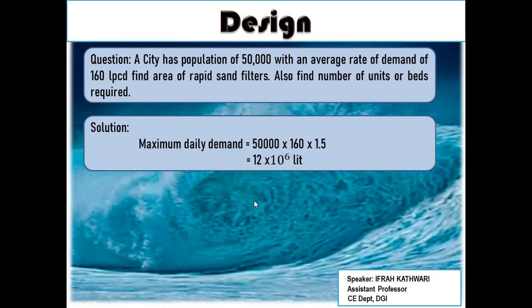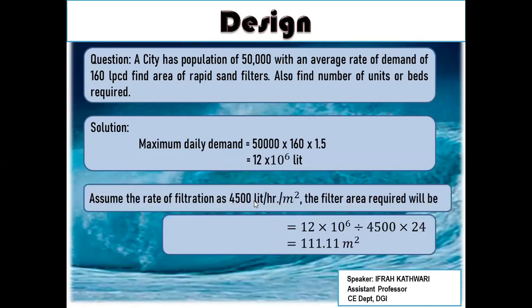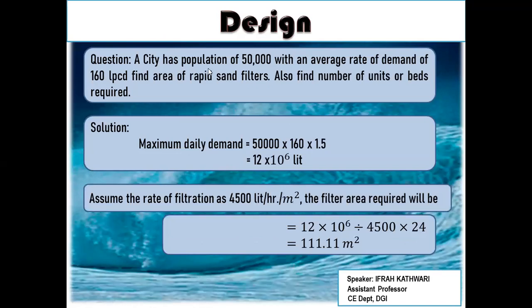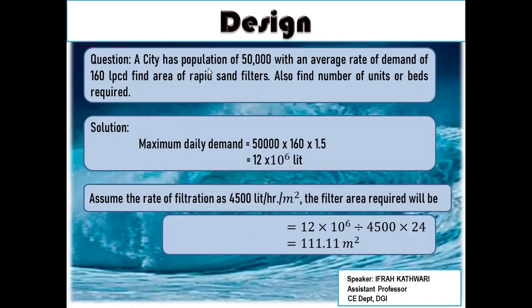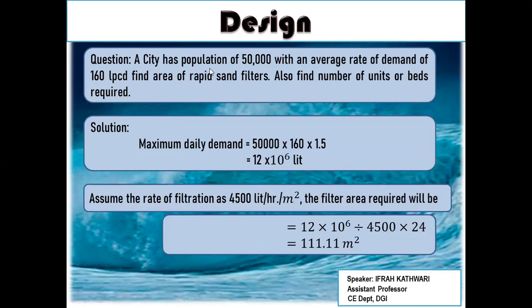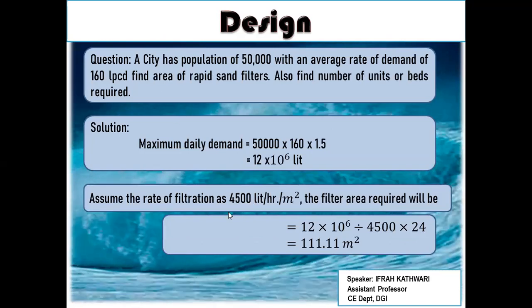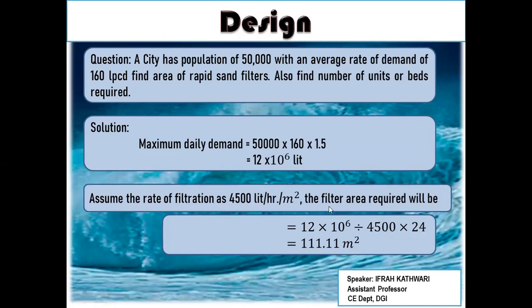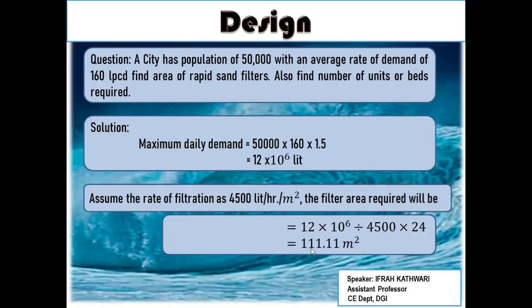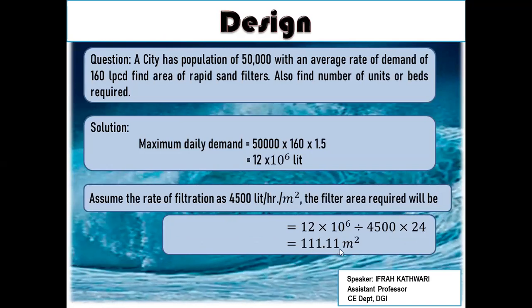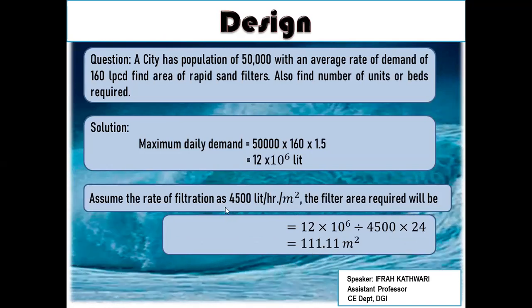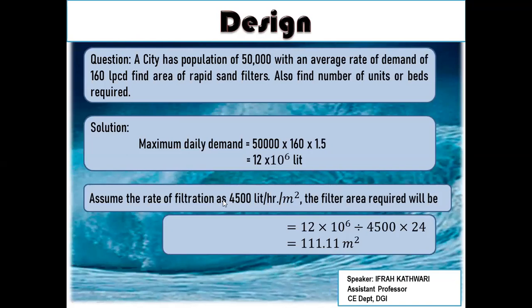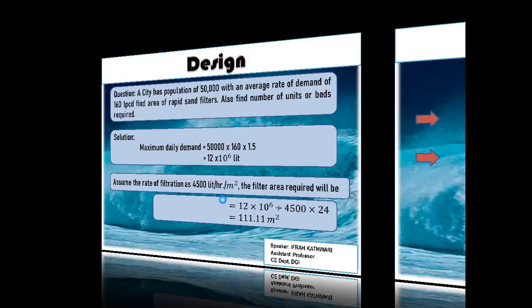After this, we again will assume the rate of filtration, because as it is not given over here, to find out the area we need the rate of filtration. So we have assumed it to be 4,500 liters per hour per meter square. As you can see here, the rate of filtration is more as compared to the slow sand filters. So we came up with 111.11 meter square, which is the area of the rapid sand filter. Now the area is with you.